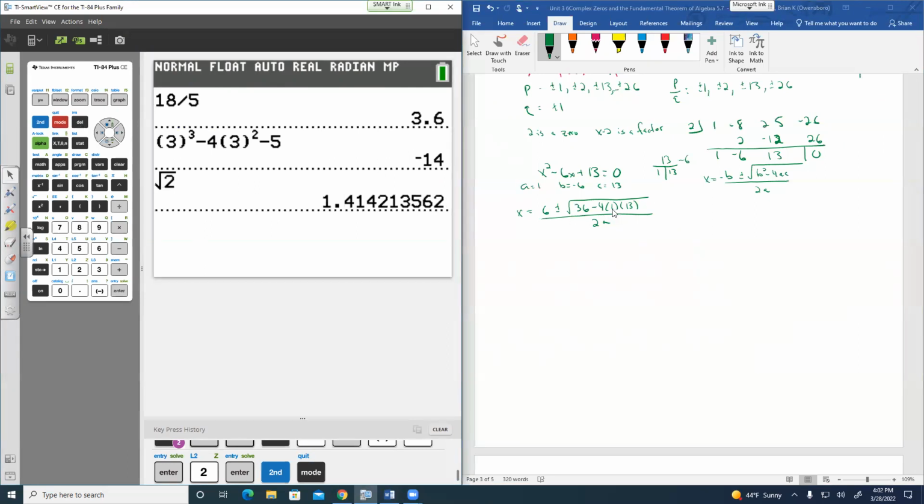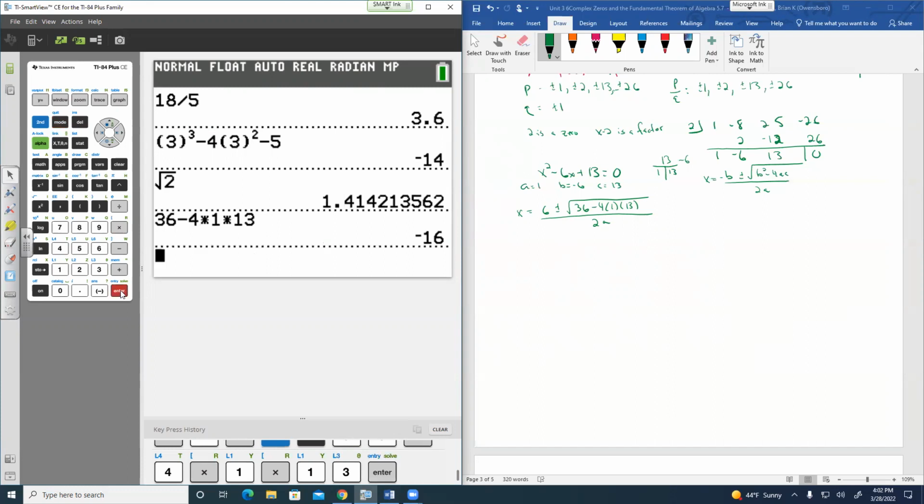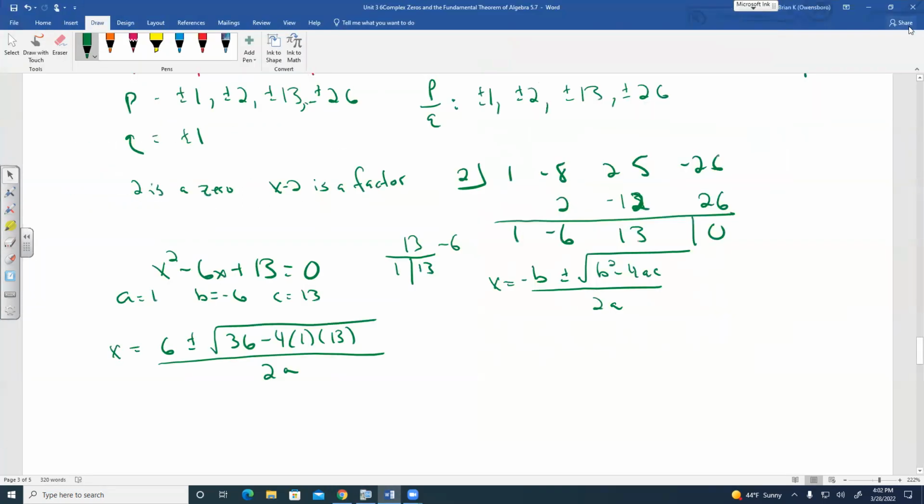So I'm going to do what's inside the square root symbol in the calculator. 36 minus 4 times 1 times 13. Now, if you keep the -6 squared, remember you would have to use parentheses there. So I get a -16 for that. So what I have now is 6 plus or minus the square root of -16 all over 2. I don't need that a there. 2 times a was actually just 2 times 1. That was just 2.